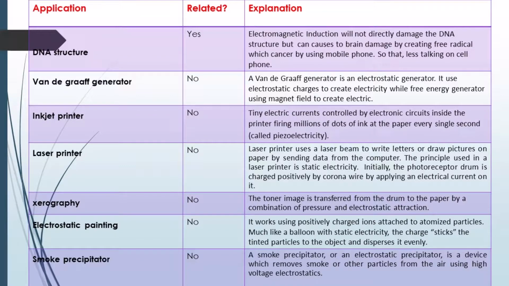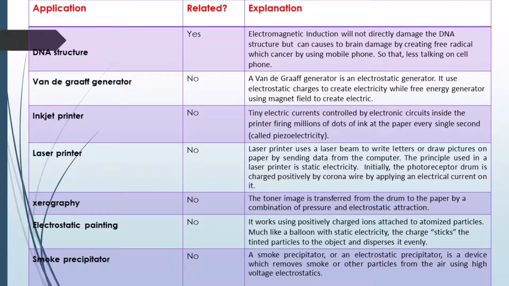Okay, here we can see the DNA structure is related to our project, which is electromagnetic induction. It does not directly damage the DNA structure, but it can cause brain damage by creating free radicals, which can cause cancer, by using a mobile phone. That means electromagnetic induction can cause the DNA structure to be altered. So it's quite related to our project, which is using electromagnetic induction.